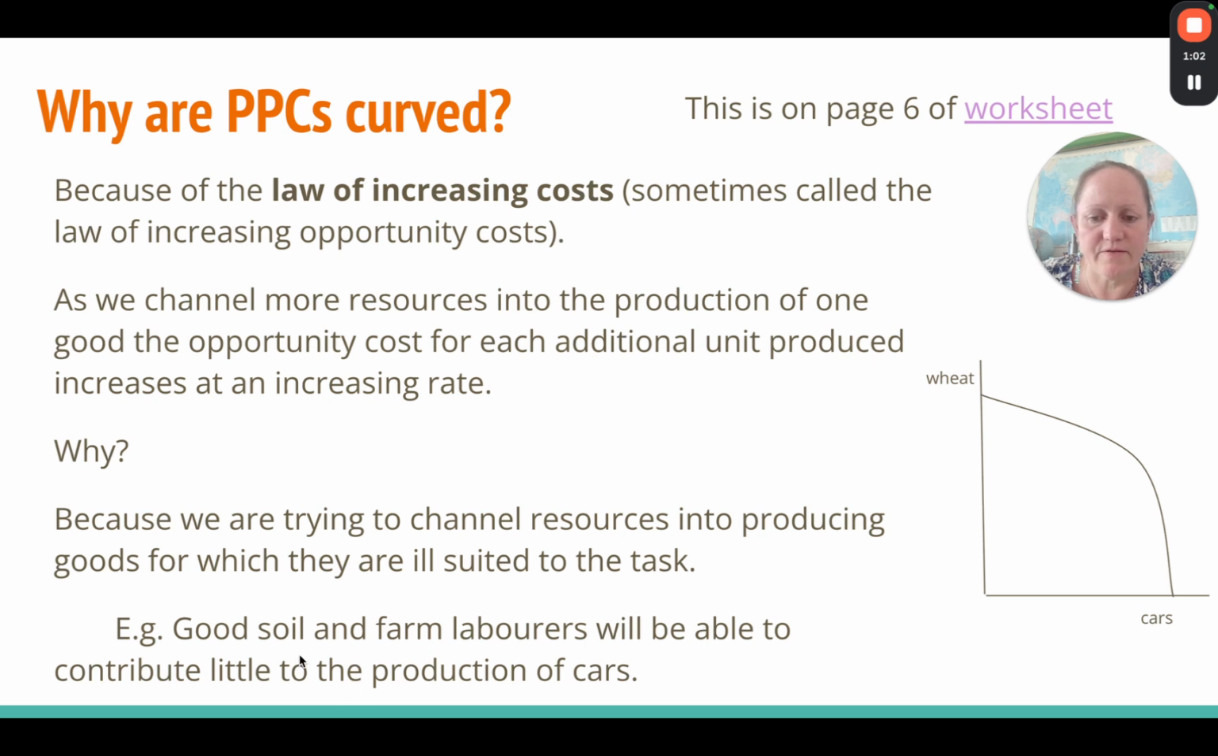So good soil and farm laborers are not going to be able to produce cars, for example. As you move out of wheat and into cars, you're not going to have such an easy task, and the opportunity cost is going to keep going up.